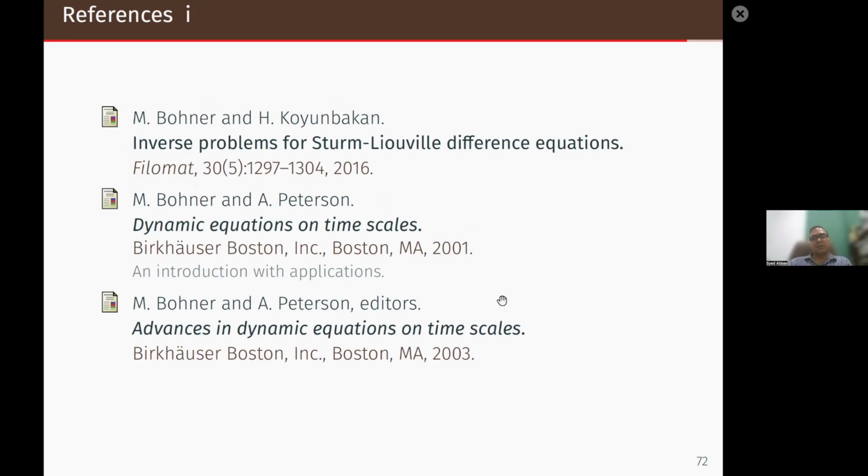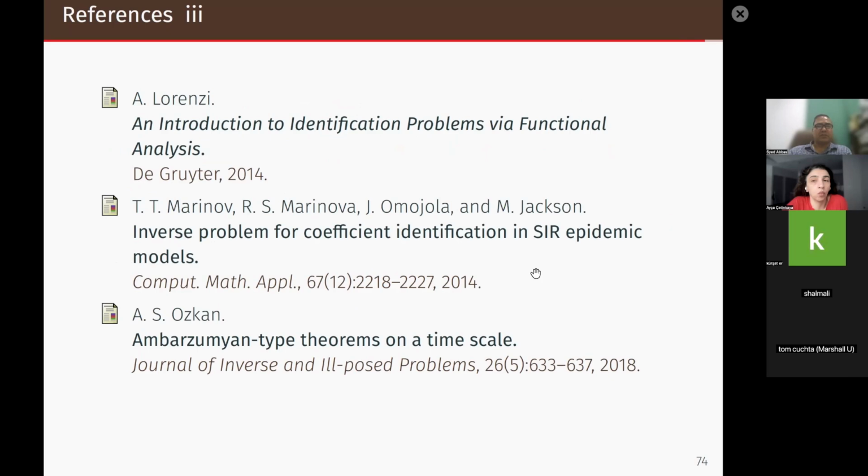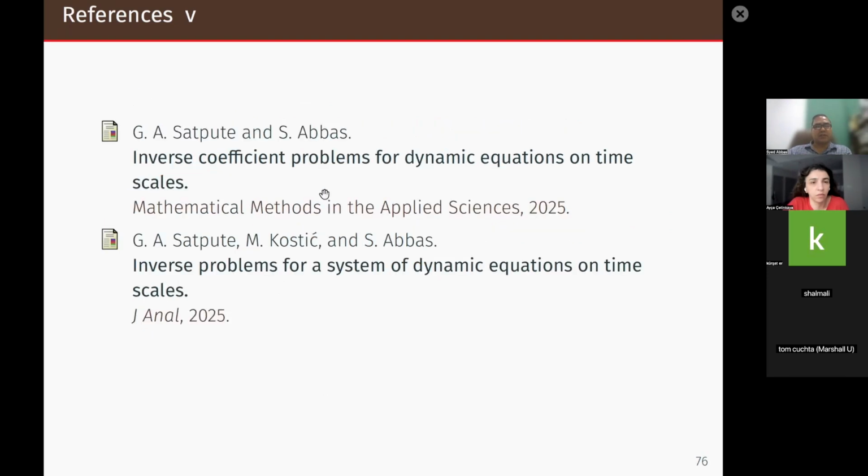Now that's all, and these are the references. These are some important books and papers in the theory of time scales. And so the lecture is mainly the prerequisite, and the literature is taken from these. And these are the papers in which we have worked on these kinds of problems. So this one is in Acta Applicandae Mathematicae, and these two papers.